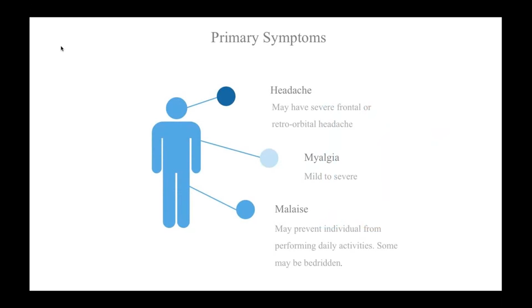Influenza often brings a frontal or a retroorbital headache and can be quite severe. Myalgia, which is muscle pain, is common and can range from mild to severe. Malaise is severe fatigue that often prevents patients from performing their normal daily activities or going to work. And most patients will need extra sleep, and some will even be bedridden.